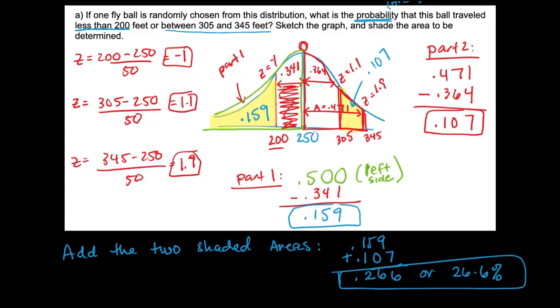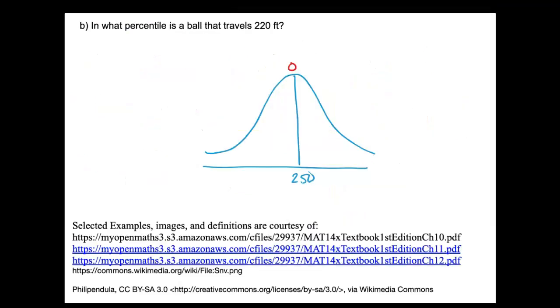And then we have one more follow-up question. So this question asks, in what percentile is a ball that travels 220 feet? So a percentile, that just tells us the percent below or less than a certain value. So if we're looking for the percentile of 220 feet, I'm first going to draw a line where that would be, and since it's less than 250, I'm going to draw it to the left. So I'm going to label this 220, and since I want the percentile of that number, I'm going to find the area to the left of that, since percentiles always represent the percentage below a certain value. So below is associated with shading to the left.